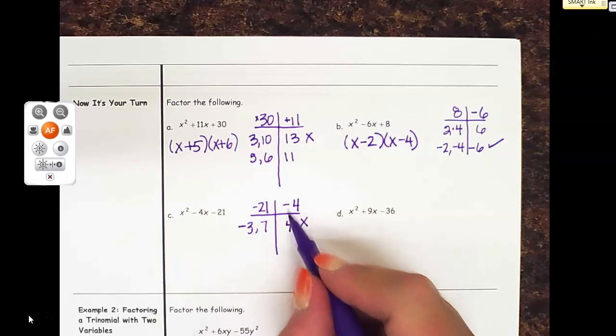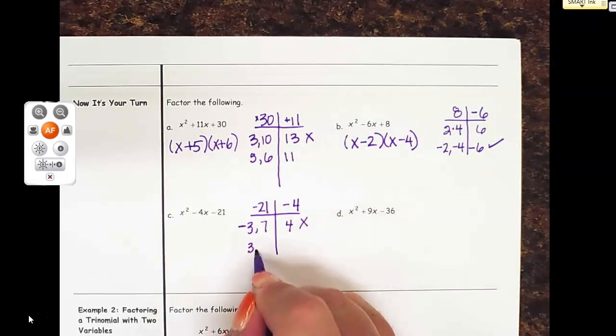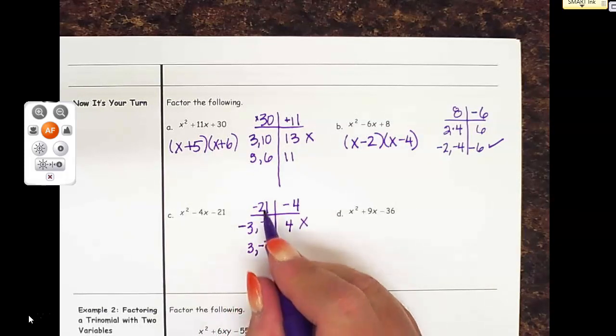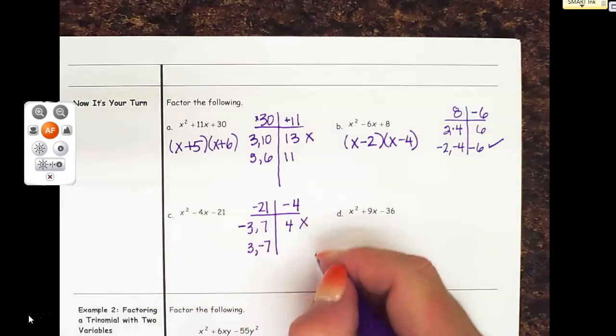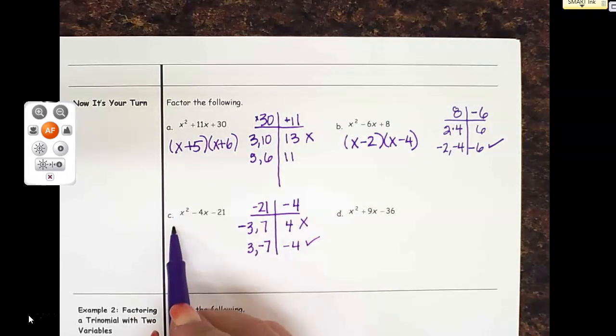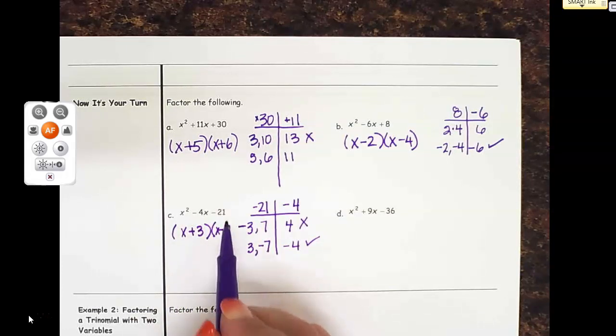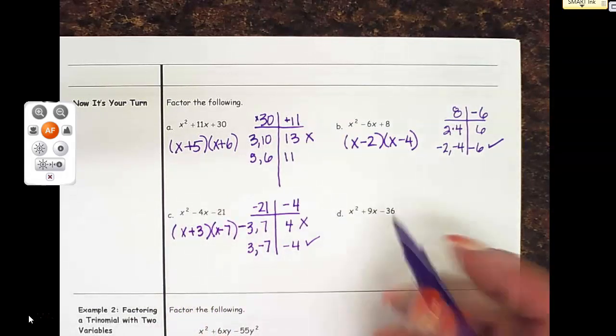But remember, if I have the number right but not the sign, I can just do some switcheroo on my sign. So it's going to be 3 times negative 7 is negative 21, and now when I add them together I get negative 4. So that's the pair of numbers that I'm looking for. So when I write my binomial, I'm going to make sure my 3 is positive and my 7 has the minus sign.